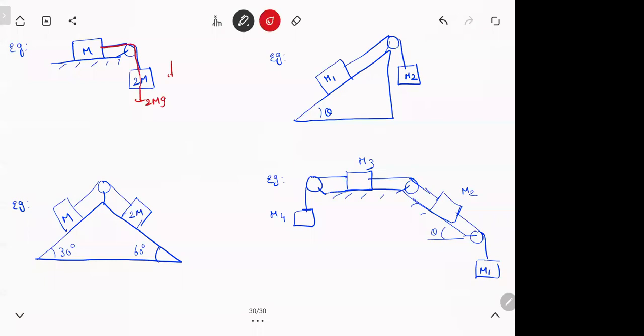So I'll assume acceleration this way and this way. Now look, the 2 mg is helping the block. So acceleration will be the pulling force along the string. Only 2 mg was pulling, but the total mass is 3m. So acceleration is 2g by 3. Single step, no FBD, nothing.